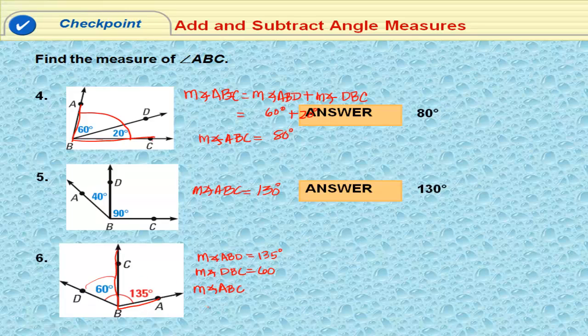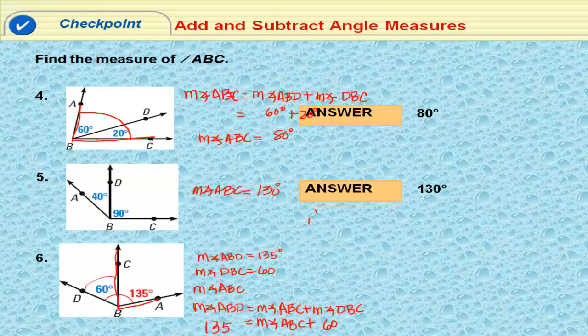So let's write the angle addition postulate. I know that the measure of angle ABD, which is the big one, is equal to the measure of angle ABC plus the measure of angle DBC, and we can substitute the values that we have. So ABC is what I'm looking for. The measure of angle ABC plus the measure of angle DBC, which is 60, equals the measure of angle ABD, which is 135. So how do I find the measure of angle ABC? Well, I have to isolate this. Let me write this over here.